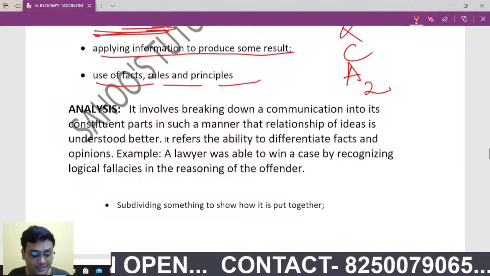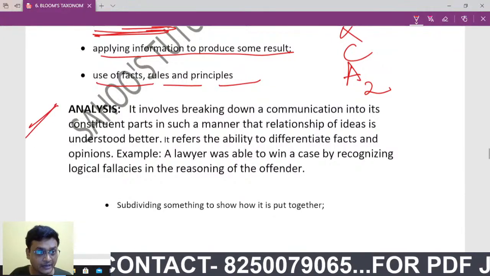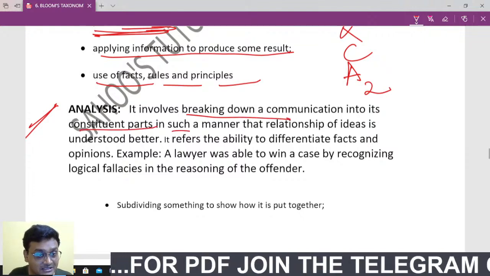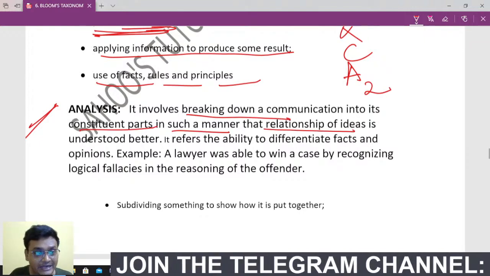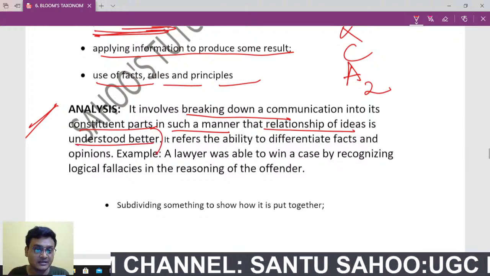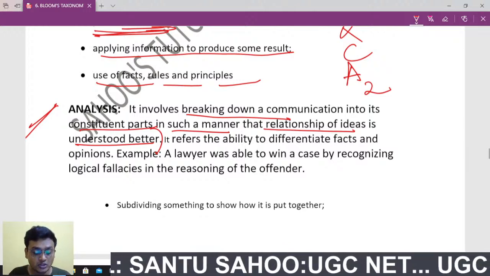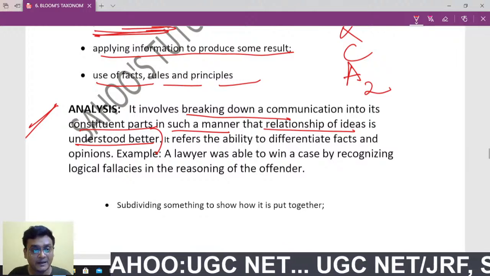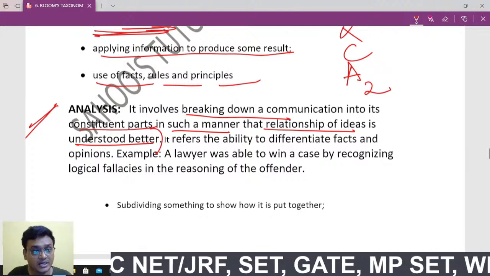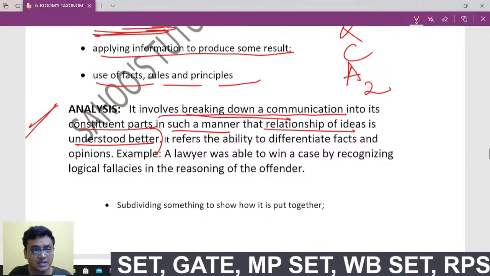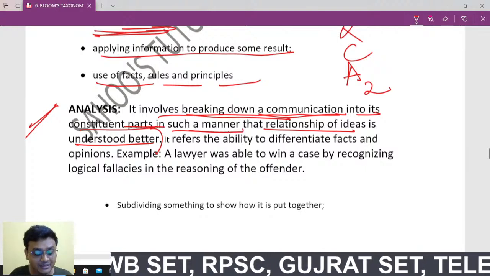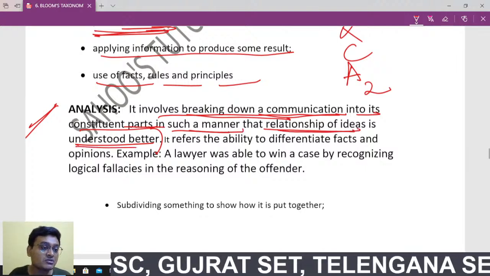Now you have analysis. What is involved? Analysis involves breaking down a communication into its constituent parts in such a manner that the relationship of ideas is understood in a better manner. That is, understanding a big part by breaking it into smaller parts. For understanding, dividing a big part into small parts and explaining it. Okay, that is analysis. It involves breaking down a communication into its constituent parts in such a manner that the relationship of ideas is understood better.